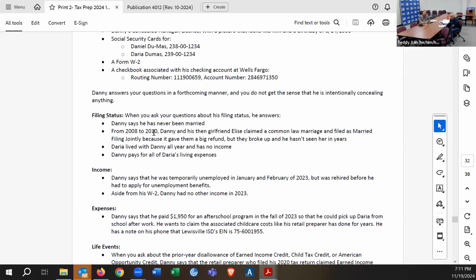From 2008 to 2010, Danny and his then girlfriend Elise claimed a common law marriage and filed as married filing jointly because it gave them a big refund. But they broke up, he hasn't seen her in years, and they never actually formally got married. They just said they were married, and common law marriage is a thing in Texas. If you present yourself as husband and wife, or as spouses, then in the eyes of Texas, you are married.